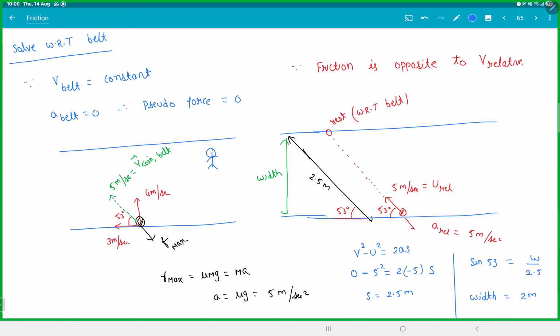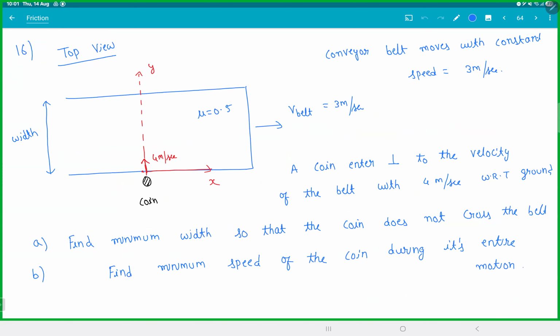So you are asking for the minimum speed in the ground frame. So how do we do this? Find the minimum speed of the coin during its entire motion.